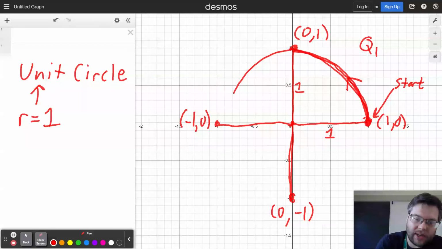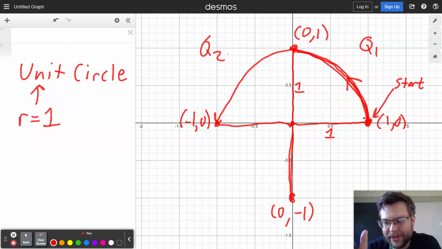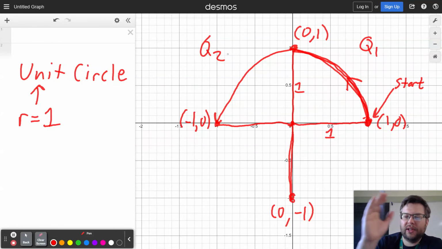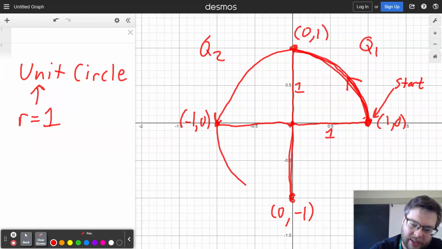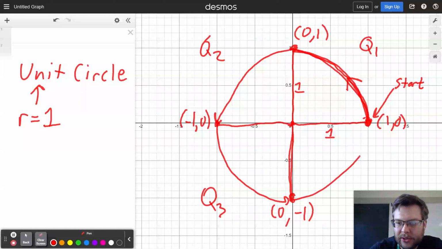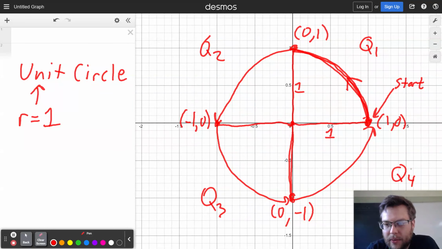Then you keep going counterclockwise. And in your second quadrant, it's not true that they're both positive anymore. Now, because you're on the left side of the graph, you have a negative x value. Your y value is still positive because you're on the top half. Then you continue to travel down here to quadrant 3, finish up your journey in quadrant 4, and you can spin as many times around the unit circle as you want.